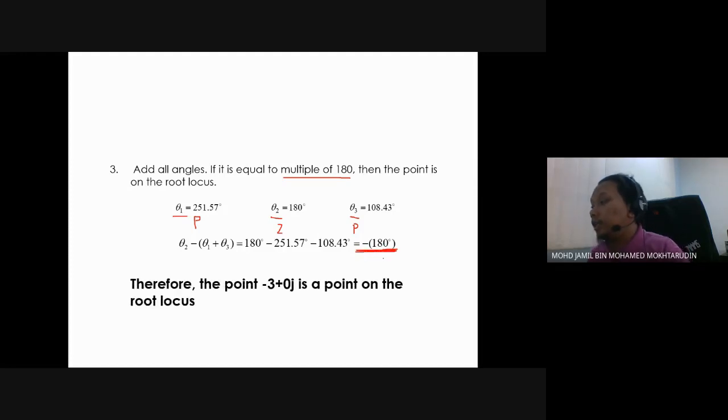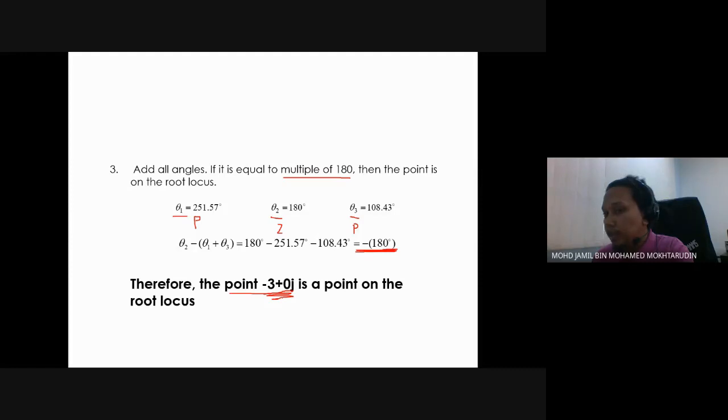So if it is a multiple of 180 degrees, then this point is on the root locus. If you get something else, it means this point is not on the root locus, it is outside the root locus. So since we calculated 180 degrees for this point, it is on our root locus. Okay. So this is how you determine whether this point is on the root locus or not.